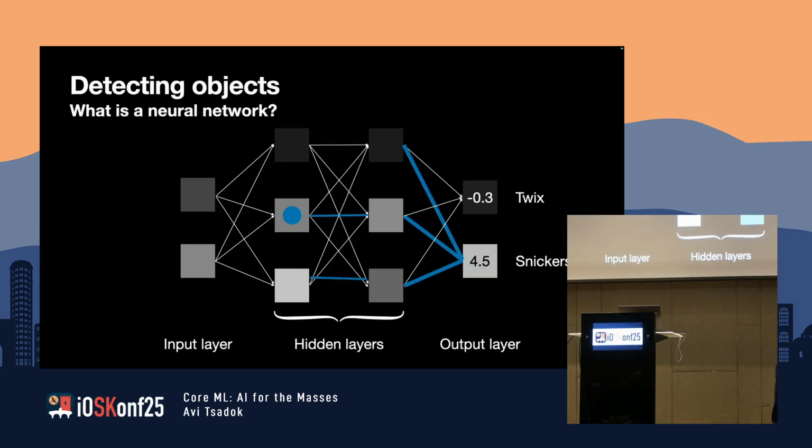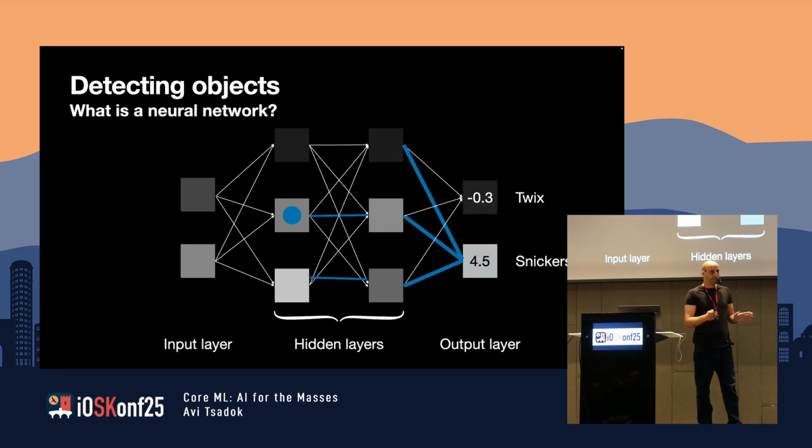Each one of the neurons in the output layer represents a new class. What is a class? For example, sneakers or Twix. Okay, in the vision framework, we've got more than 1,000 classes. For example, a table, a chair, a person, a computer. So in our neural network, we want to have classes according to the different candidates that we have.